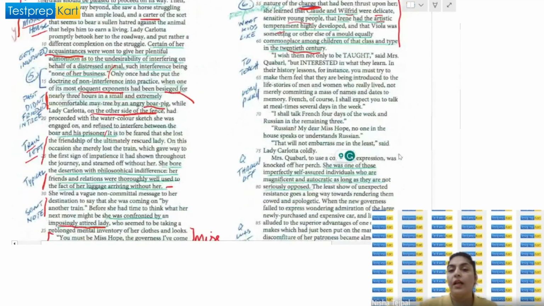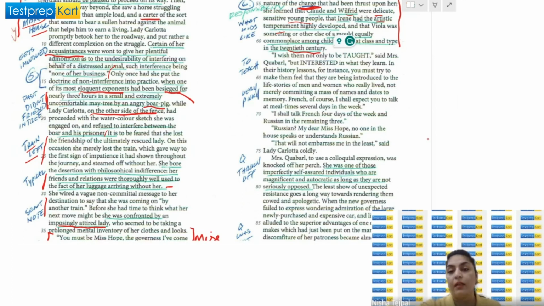Okay. "I wish them not only to be taught," said Miss Quabal. Now Miss Quabal is saying, I don't want my children only to be taught. Means no bookish language is not my priority. Your teachings, the things that you impart training on, should go beyond the learning. It should be interactive. It should be quite knowledgeable. So she is mentioning what she is looking for in Miss Carlotta's teachings.